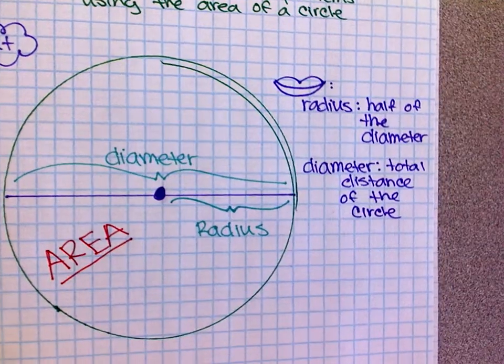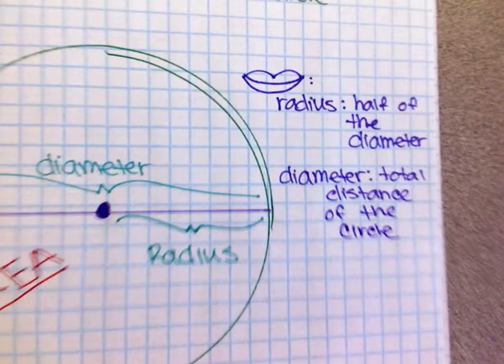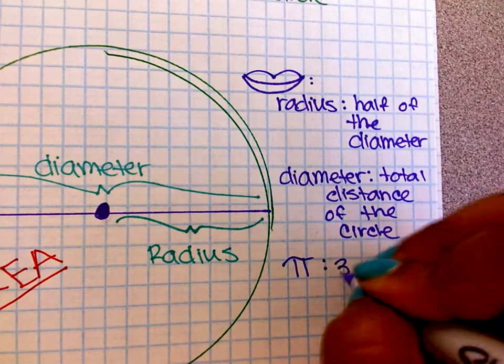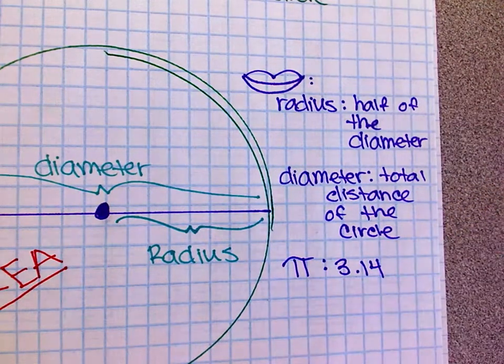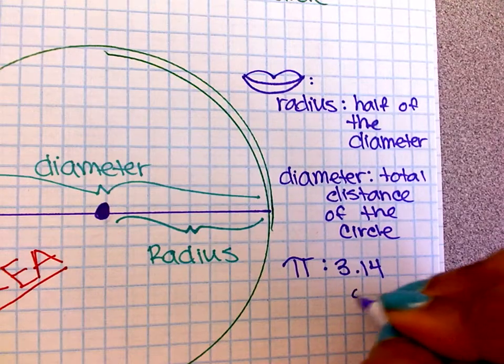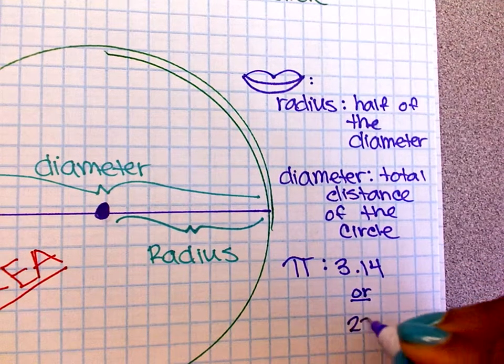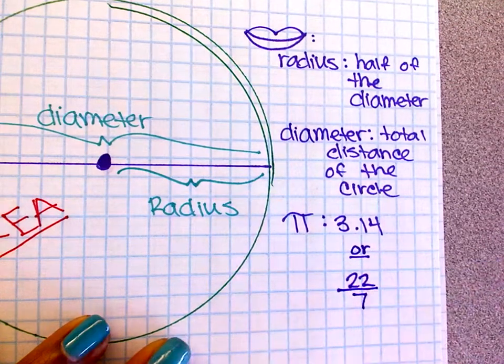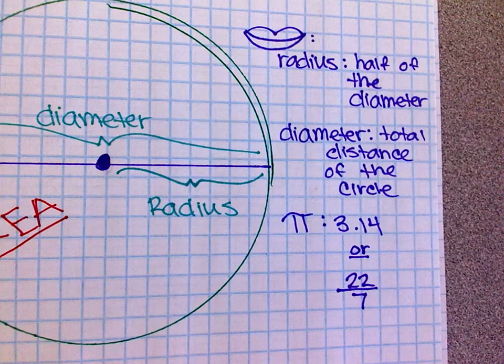The last thing you need to know is pi. Now, we talked about yesterday that pi is 3.14, on and on because it goes on for infinity, right? But pi can also be written as a fraction. So it's 3.14 or 22 over 7. Pi is 3.14 or 22 over 7.